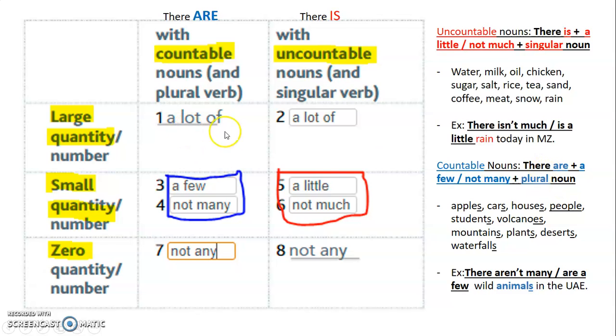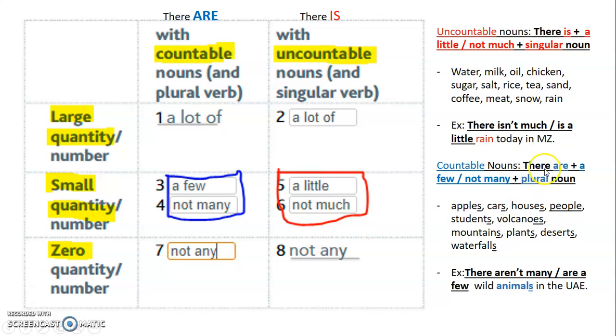So there are a lot of apples in my bag, for example. Or there are a few apples in my bag. Or there are not many cars in the street. Or there are not any students in class today.